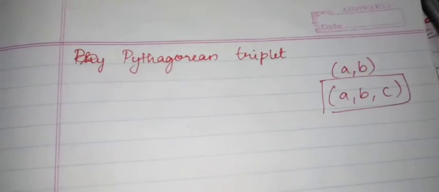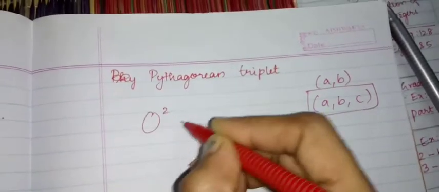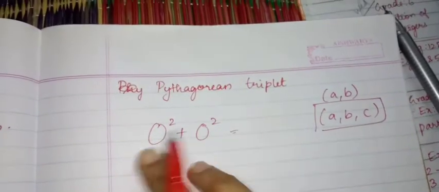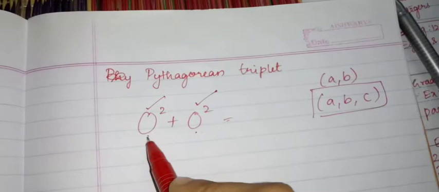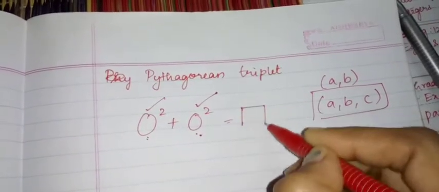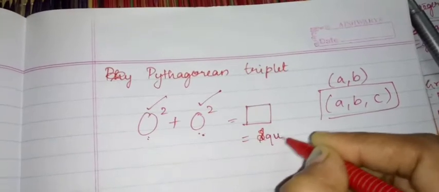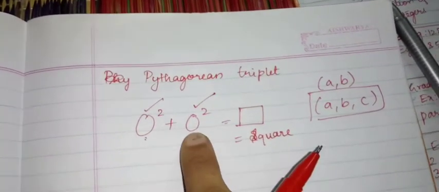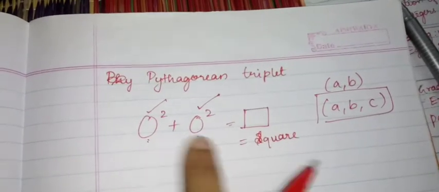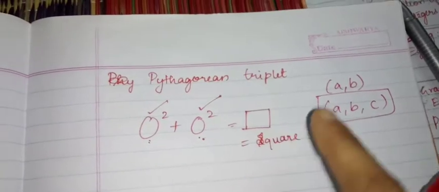So what is the condition of the Pythagorean triplet? When you square two values and add them, you get one answer, no? That is also a square number. I am squaring one number and another number, children, and adding those two values. The answer you get will also be a square.